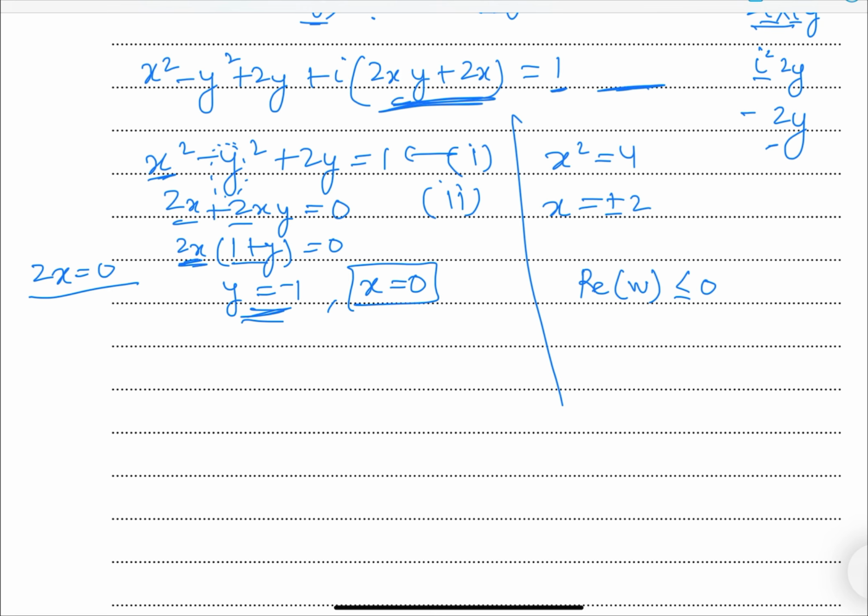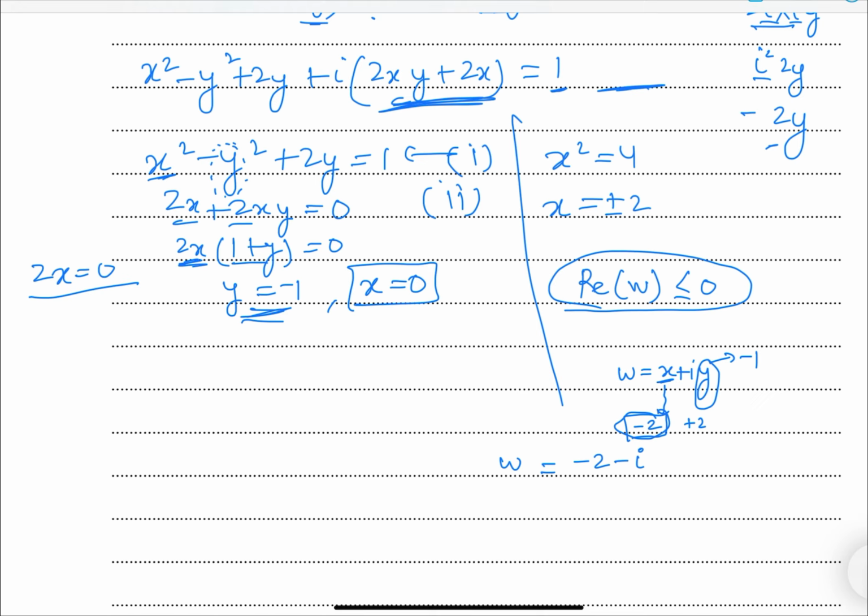Try to plug in both the values into the real part. Tell me, w was x plus iy. This is the real part. This is the imaginary part. Real part is less than 0 and we have two values, negative 2 and positive 2. Which one will we take? We will take negative 2. So when y is negative 1, x would be negative 2 because it is given that the real part is less than 0. So what would be w? w would be negative 2 minus i.